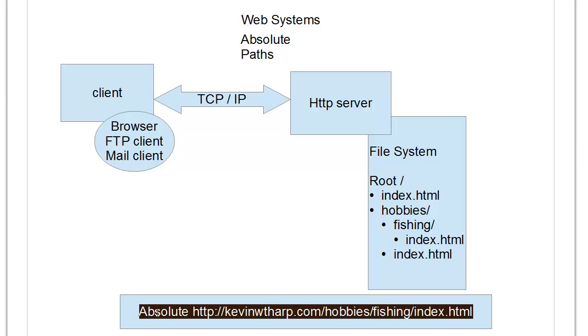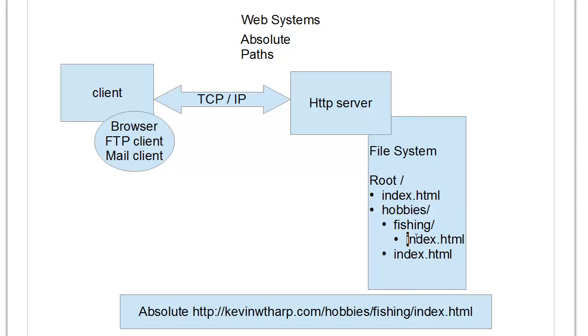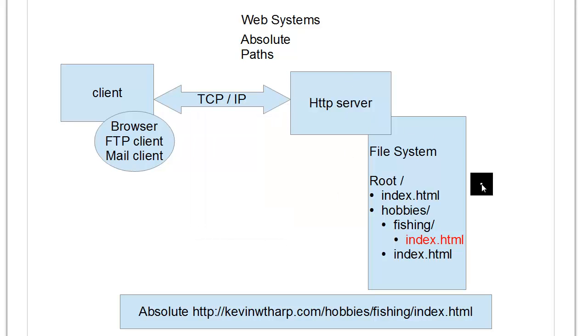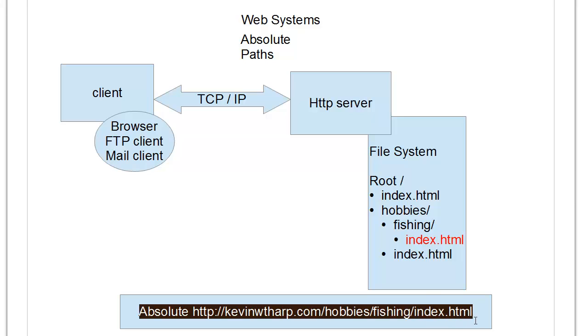So in this case, if I was going to kevinwtharp.com and I wanted to load this file in place, this one right here, then what I would be looking at is how do I get to that file. And let's colorize that so you can see it. So I want to get to this file. Well, using an absolute URL, you can get to that particular file from any location that has access to the internet, as long as you've got the DNS set up and all the other protocols working right.